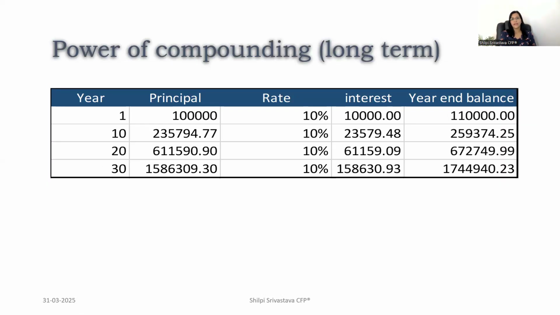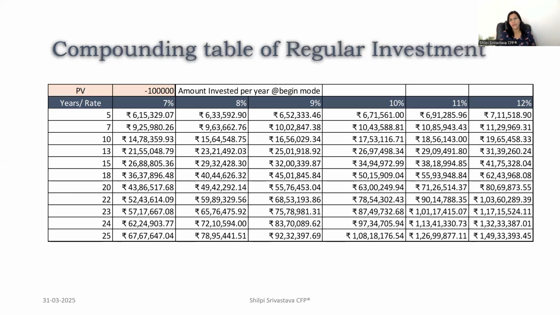Now, another table is regular investment, where you have invested 1 lakh per annum on a regular basis. Here in this table, you can see 7, 8, 9, 10, 11, 12% returns. This is based on your perception. How you see it, if you are investing in a fixed deposit, you will reap the benefit of 7%.